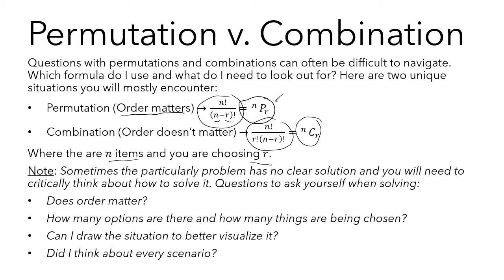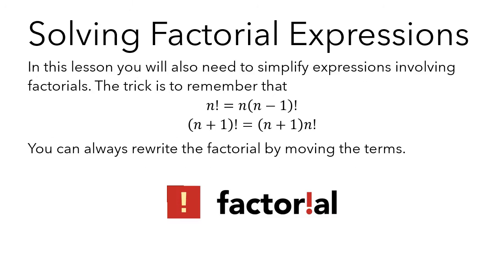So keep in mind that sometimes a particular problem has no clear solution, so you're going to have to think critically about it. Questions you can ask yourself when solving these problems: number 1, does order matter? That'll tell you whether it's a permutation or a combination. How many options are there, and how many things are being chosen? That will tell you what is n and what is r. Can you draw the situation to help better visualize it? And lastly, once you've finished, did you think about every scenario? In this lesson, you're also going to need to know how to simplify expressions that involve factorials.